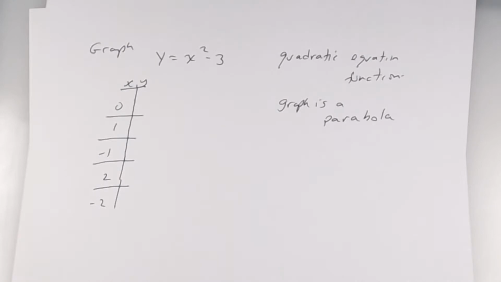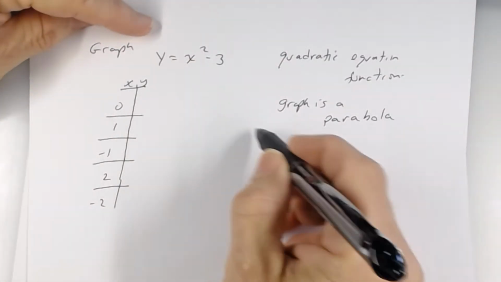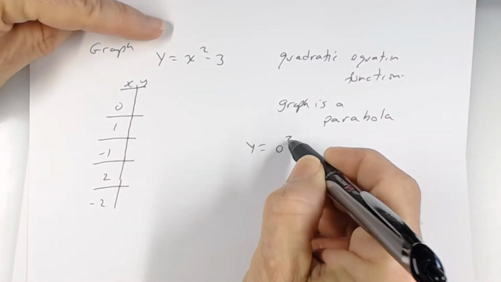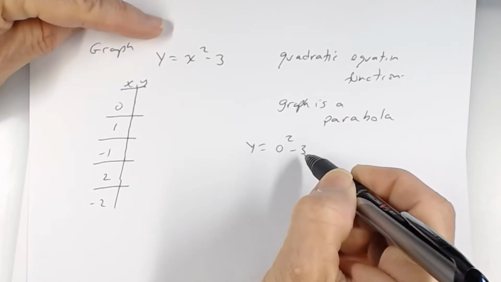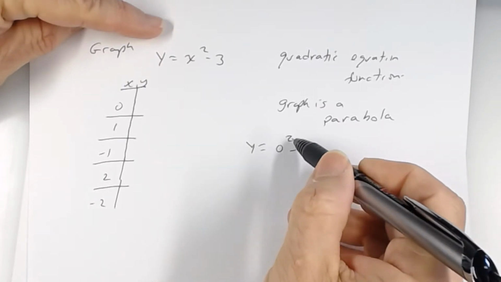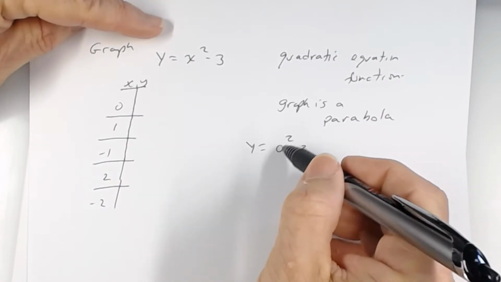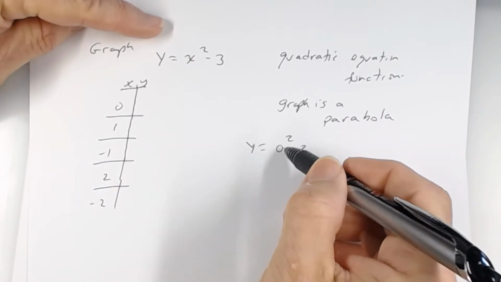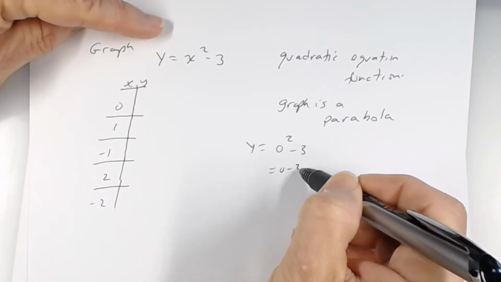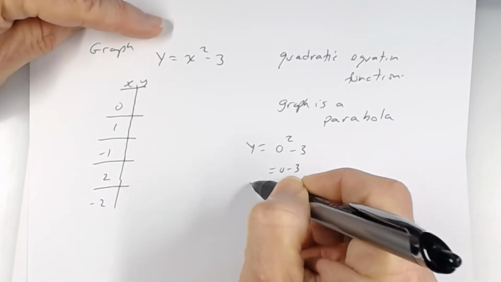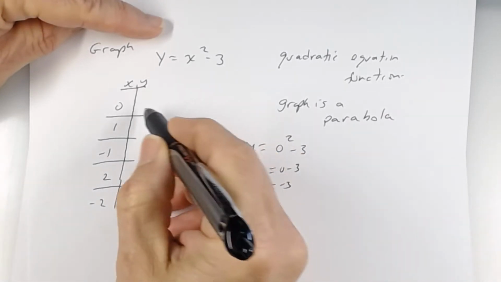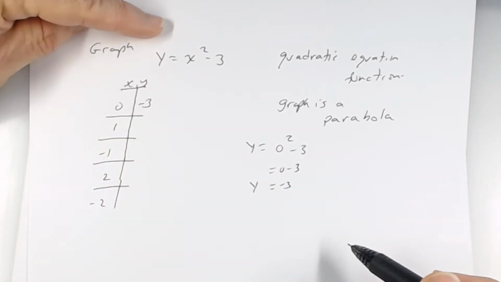And so all you do, where we see the variable x, you plug in the value that's there. So if x is 0, I get y equals 0 squared minus 3. Remember, order of operations, what do you do first? Exponent before you subtract. What's 0 times itself? And then 0 minus 3 is a -3. So my y coordinate is -3.